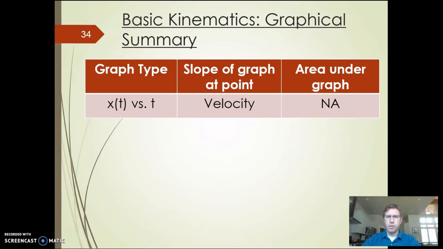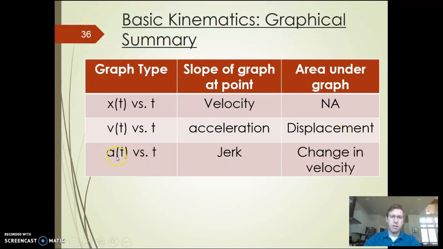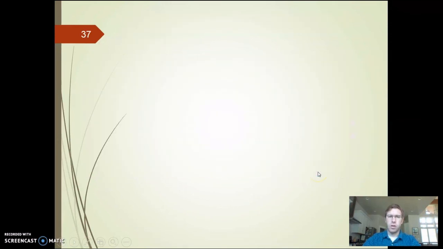So just to recap real quickly, make sure we understand. If you have position versus time, you take the slope at any given point, that gives you velocity. Area under the graph doesn't really have any meaning at this point. If you have velocity versus time, the slope is acceleration, the area under the graph is the displacement. If you have acceleration versus time, the slope, the rate at which acceleration is changing, is something known as jerk, how quickly something's jerking as a result of a changing acceleration, and the area under the graph is your change in velocity. So that wraps up all of Chapter 2.